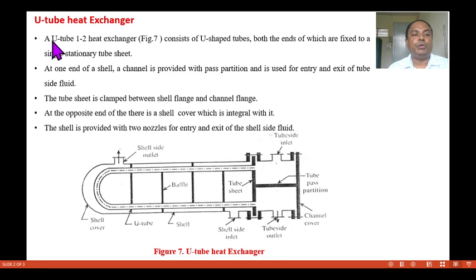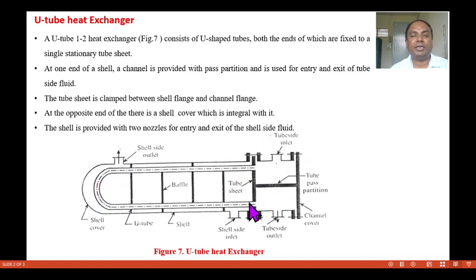So a U-tube 1-2 heat exchanger consists of U-shaped tubes. So this is the difference. Why is this named the U-tube heat exchanger? As in this heat exchanger, the tubes are in the form of U shape, both the ends of which are fixed to a single stationary tube sheet. So this is a U tube, you can see this is a U tube.